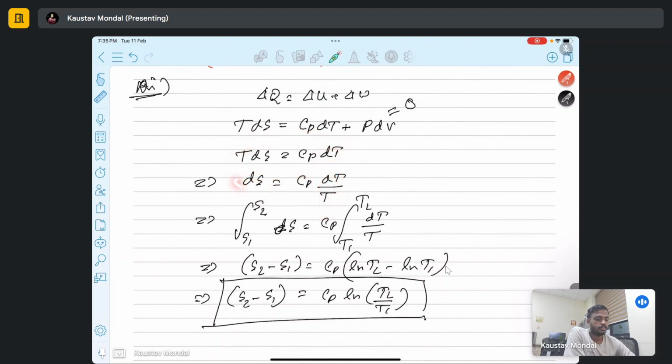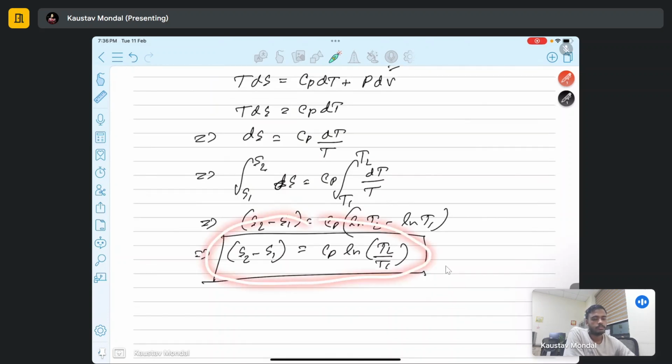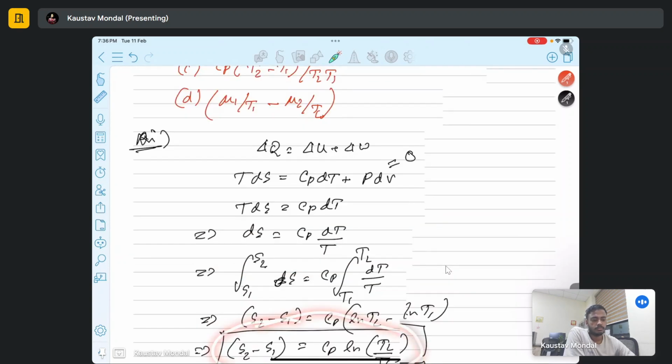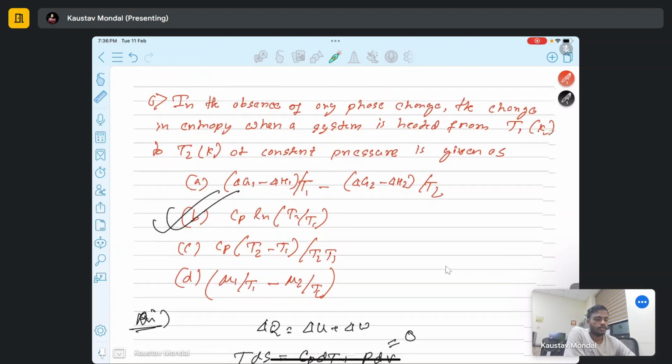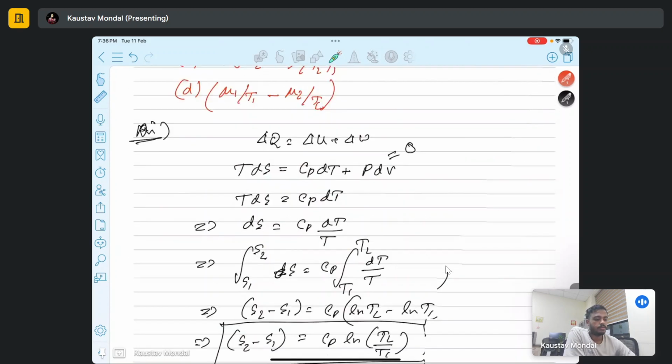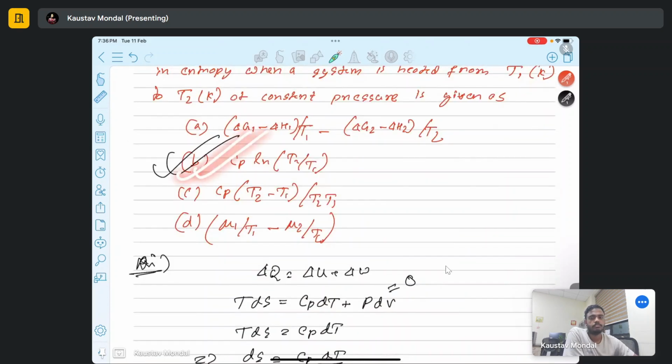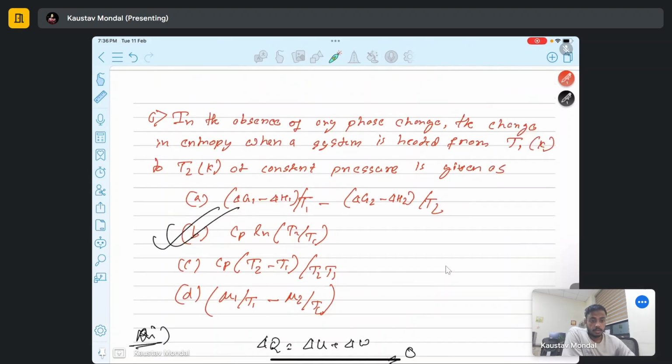Now this is a differential form. Now if we integrate it from S1 to S2, Cp dT by T will give you ln T, right? So S2 minus S1 equal to Cp into (ln T2 minus ln T1). So S2 minus S1 equal to Cp into ln T2 by T1. So this is basically the change in the entropy because of this whole process, and the correct answer is option B, right? Yeah, option B. Okay, I hope all of you understood.